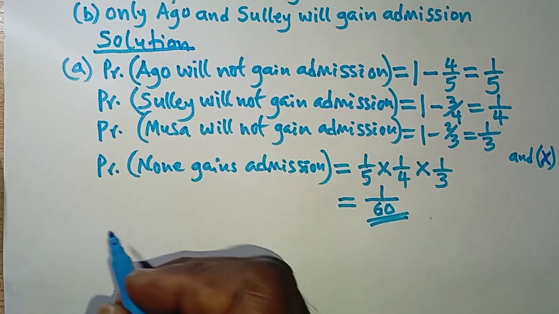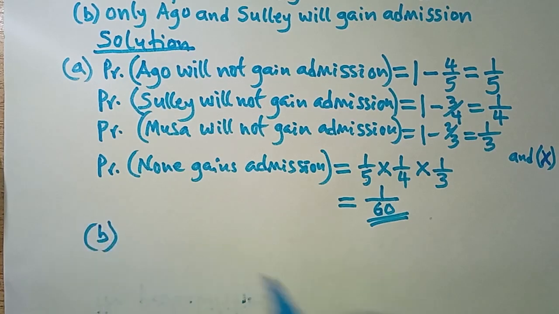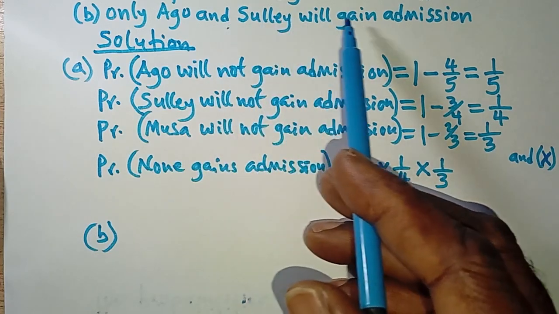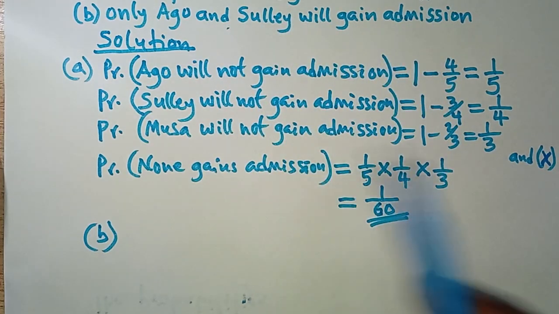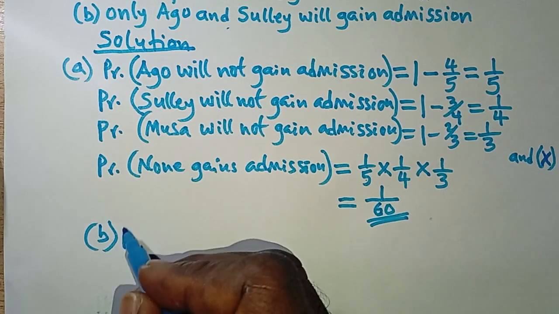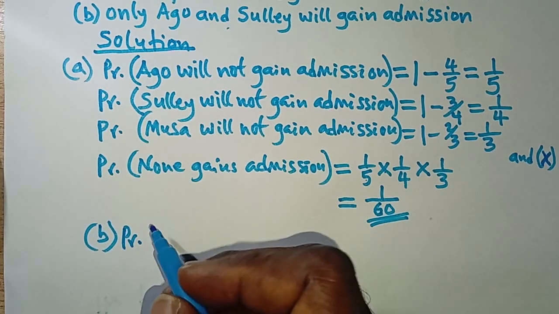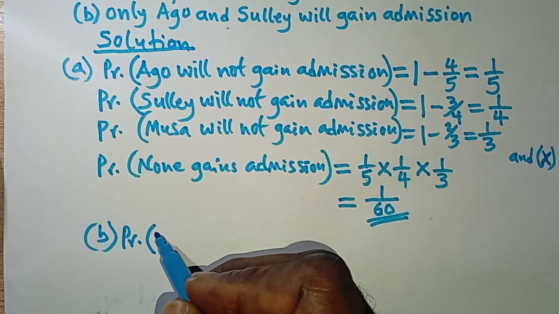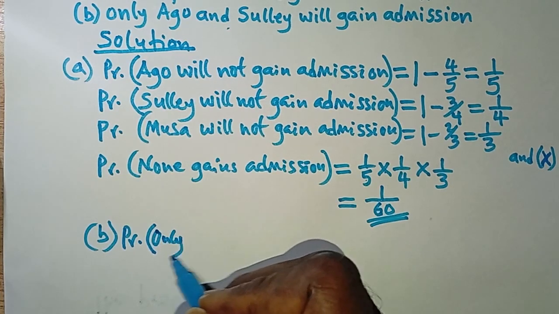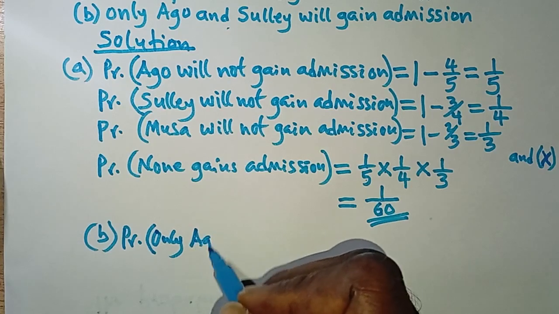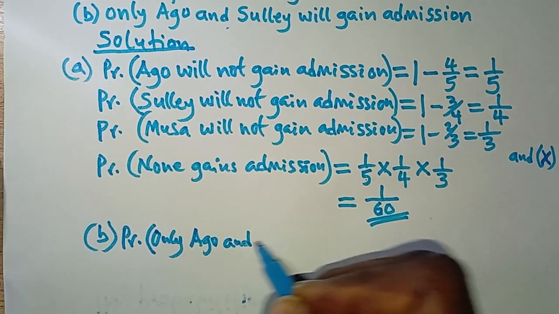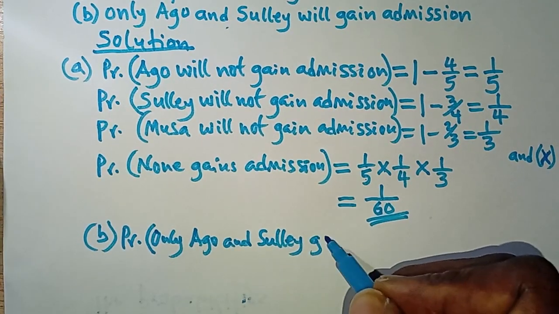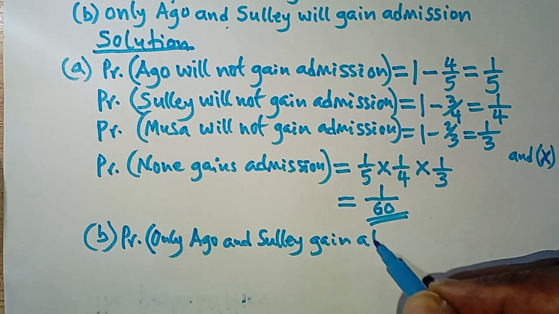Now the B part of the question is asking what's the probability that only Ago and Sule will gain admission. So what this means is that, let me write it in probability form first. Probability, PR is, we know, representing probability. Probability that only Ago and Sule gain admission.